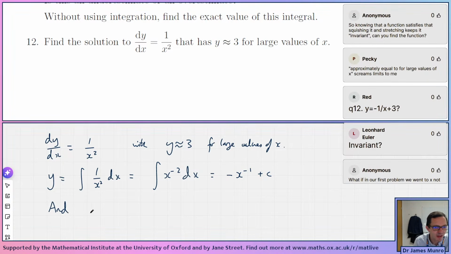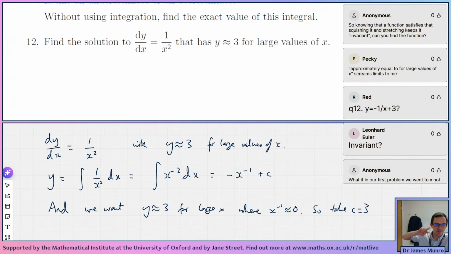My intention with this was that you would say we want y roughly equal to 3 for large x. Large x is precisely where this 1 over x doesn't really matter. 1 over x will be roughly 0. So take c equals 3. I do accept that because of the approximately equal to, you could be justified in taking c to be some other number that's kind of close to 3-ish, and then saying, well, I did this, it's approximate.